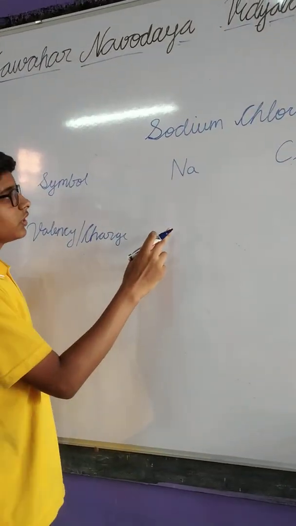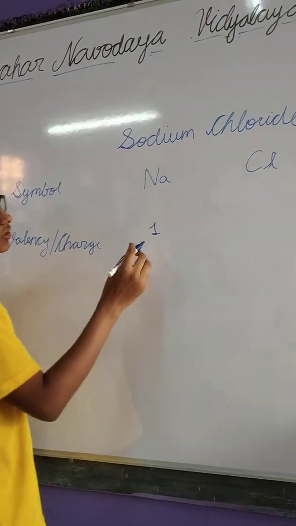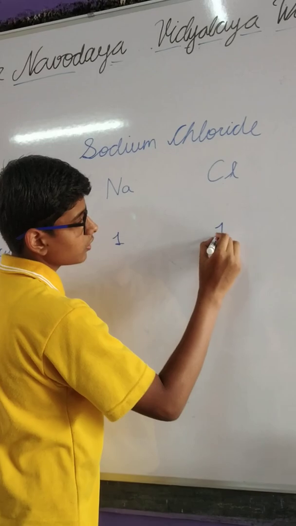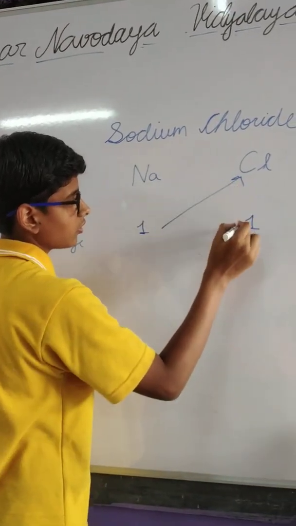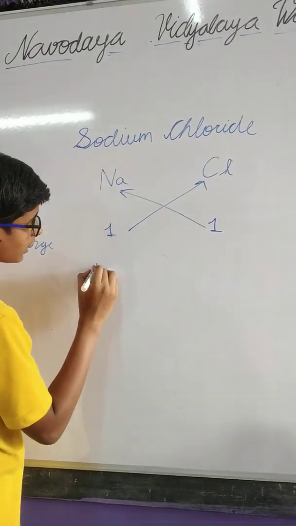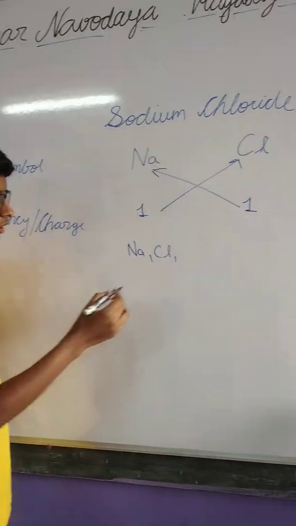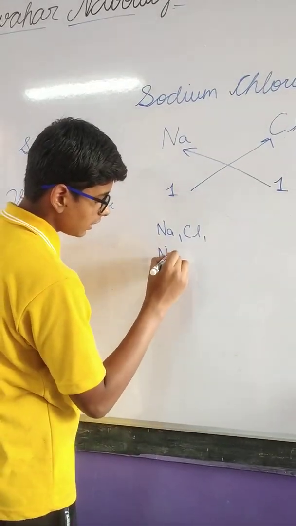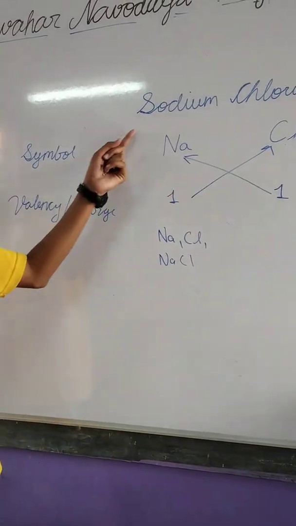Now the charge of sodium is 1, or valency of sodium is 1, and valency of chlorine is also 1. Now we just have to cross over the valencies and write the chemical formula that we get. Here we get Na1Cl1. We just simplify this formula like this, NaCl. This is how we write the chemical formula of sodium chloride.